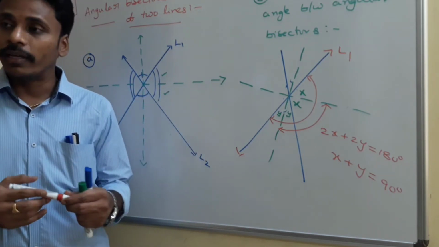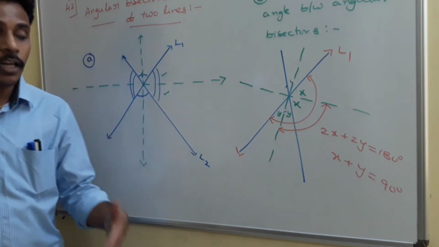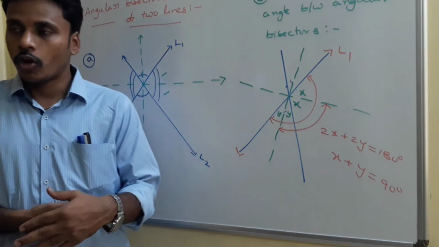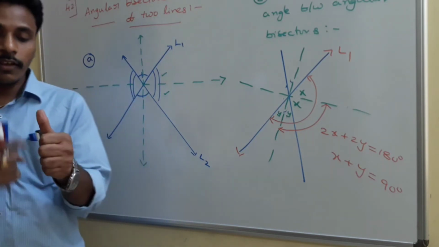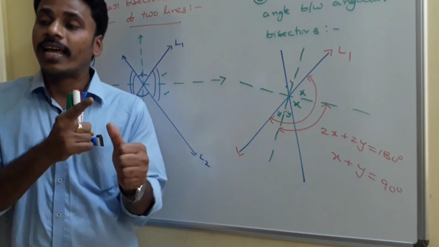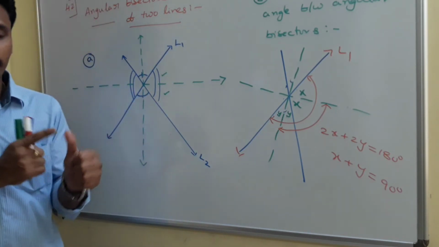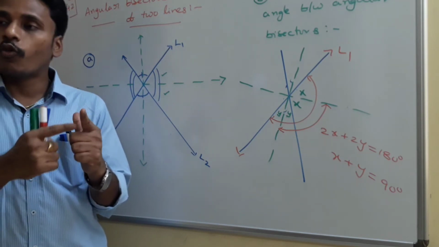If I have one angular bisector, then for sure the other angular bisector is perpendicular to the first angular bisector. So related to the angular bisectors of two lines, the first point is that an angular bisector is a line which divides an angle into two equal parts. That's the first point. And the second point is, see, there are four angles.